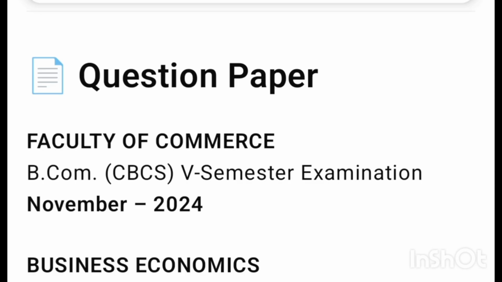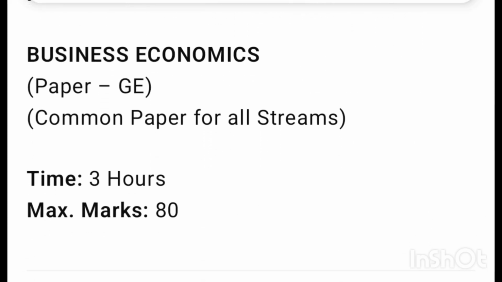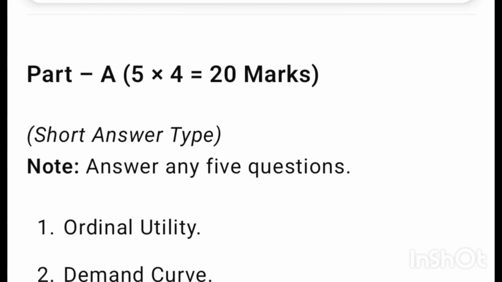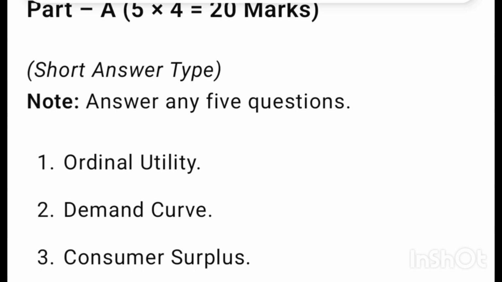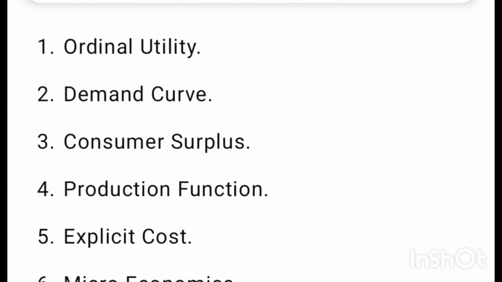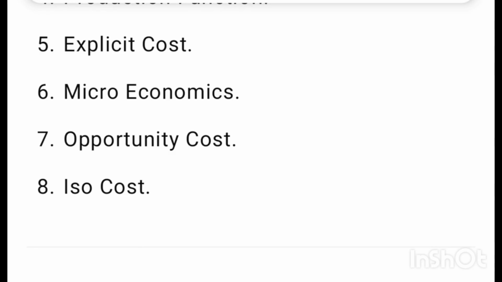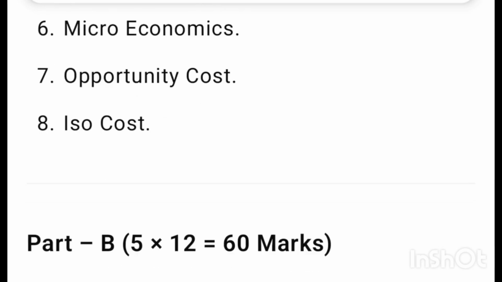Question paper, Faculty of Commerce, BCom, CBCS, V Semester Examination, November 2024, Business Economics, Paper GE, Common Paper for all streams. Time, 3 hours, max marks 80. Part A, 5 x 4 = 20 marks, short answer type. Note, answer any 5 questions. 1. Ordinal utility. 2. Demand curve. 3. Consumer surplus. 4. Production function. 5. Explicit cost. 6. Microeconomics. 7. Opportunity cost. 8. Isocost.